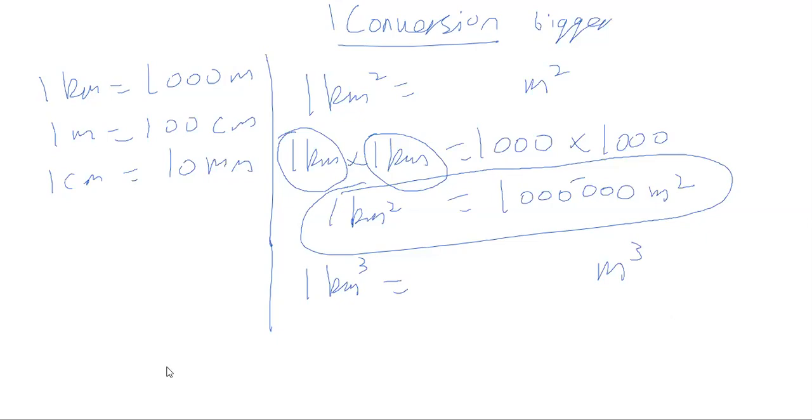Now solve: 1 meter square is equal to how many centimeters square? Find the answer and tell me. And 1 centimeter square is equal to how many millimeters square? Tell me the answer for both.